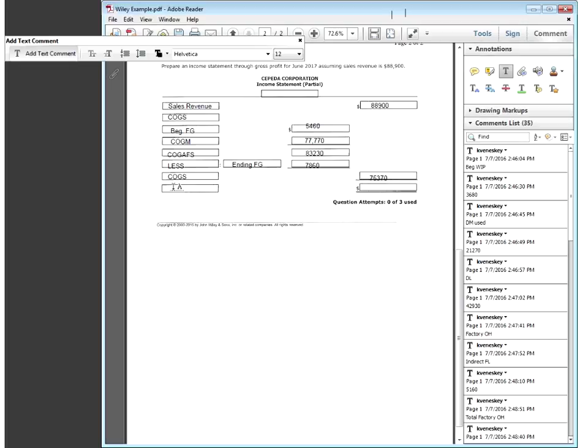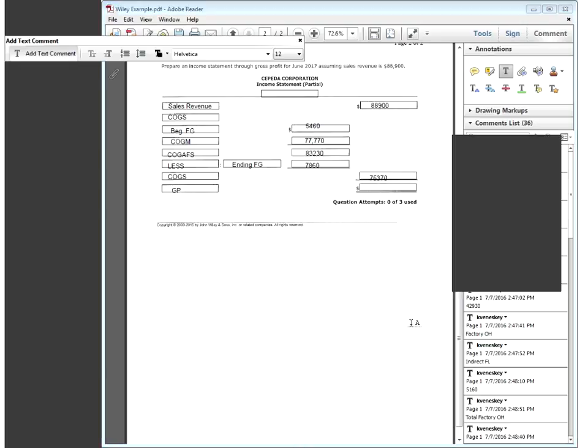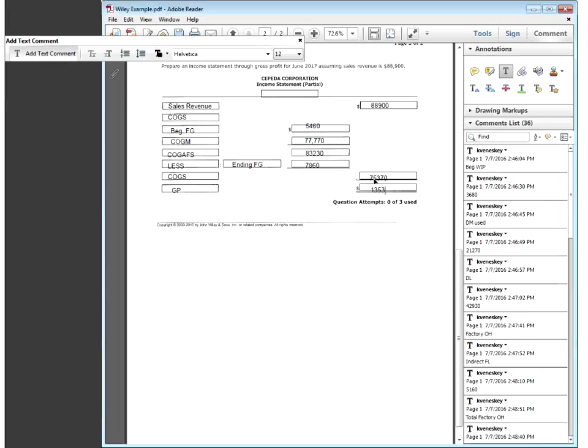And then our final item, back to Accounting 101 days. Revenue minus cost of goods sold gives us our gross profit. And so we take the 88,900, subtract out 75,370, and I get a gross profit of 13,530. So that's a good overview of the Wiley Plus example.